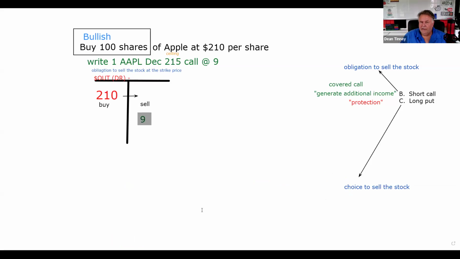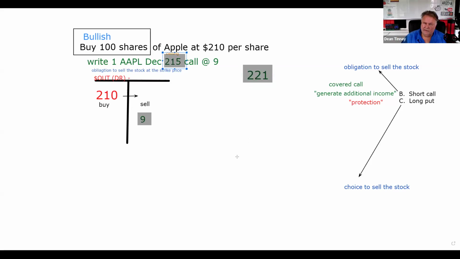At expiration, Apple is at 221. What is your customer's max gain or max loss? And then you have 4 choices.